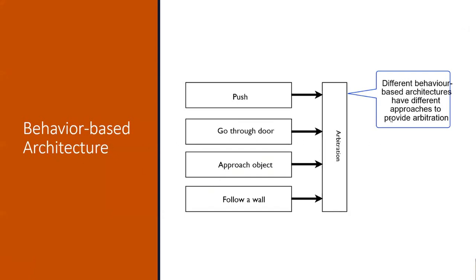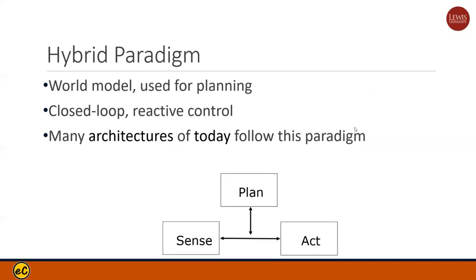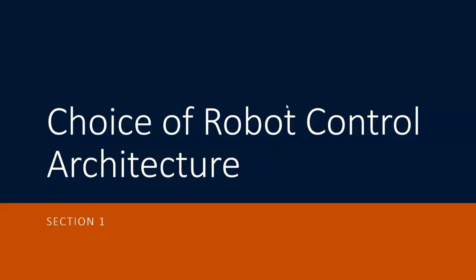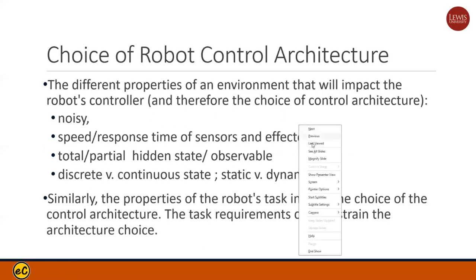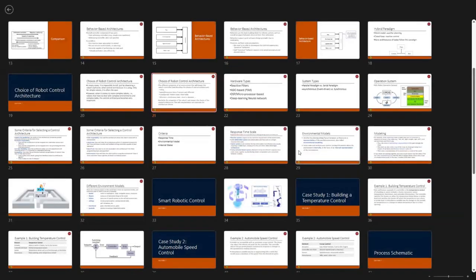Okay, so behavioral architecture. Different behavior-based architectures have different approaches to provide arbitration. In a hybrid system, you will build a model and use it for planning. But sometimes you don't do it because you want to fire back right away. So these are the basic four types of control model.